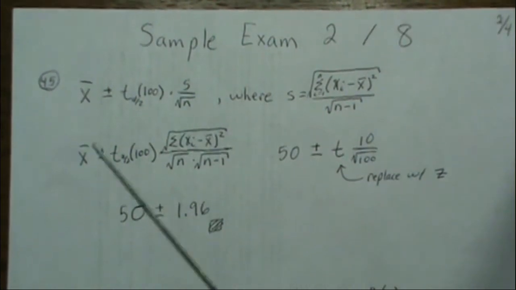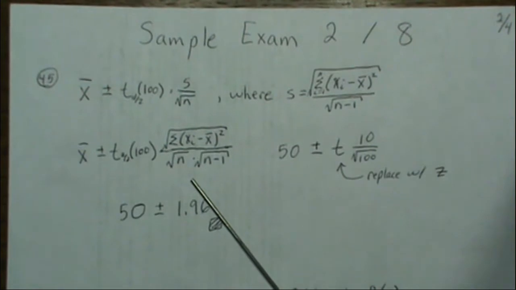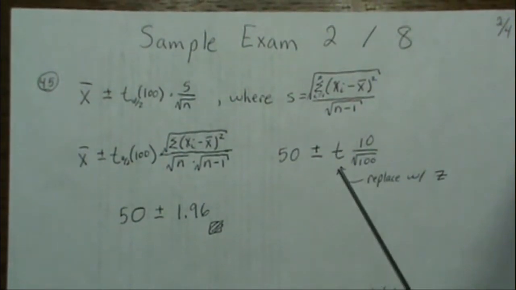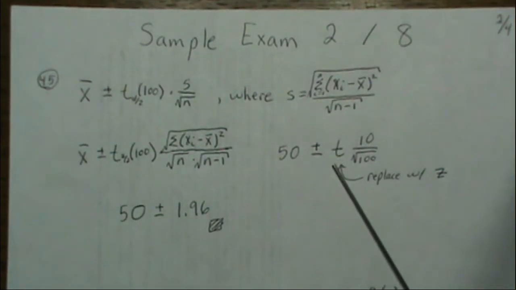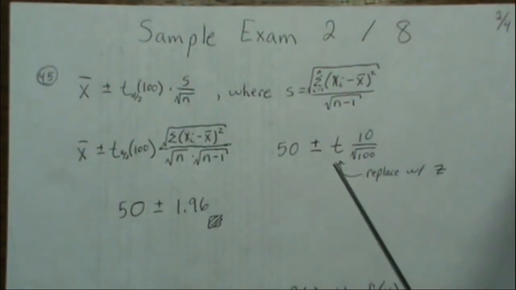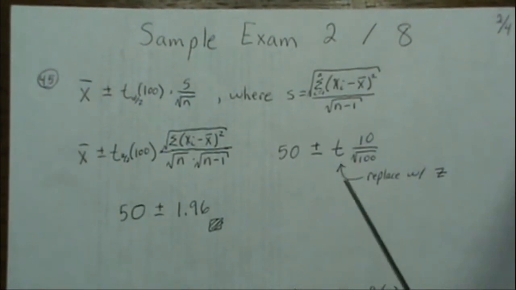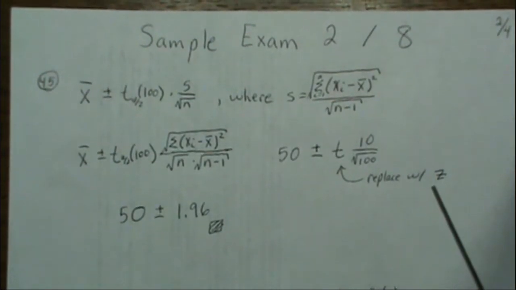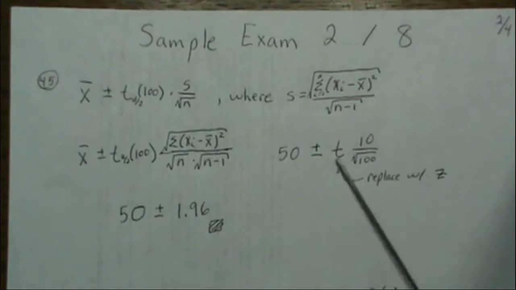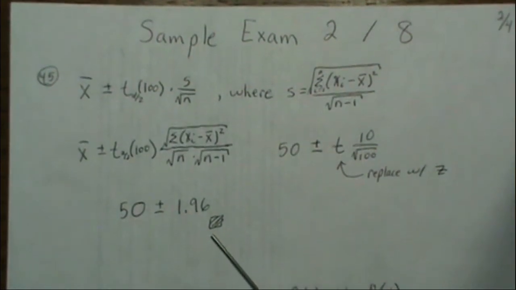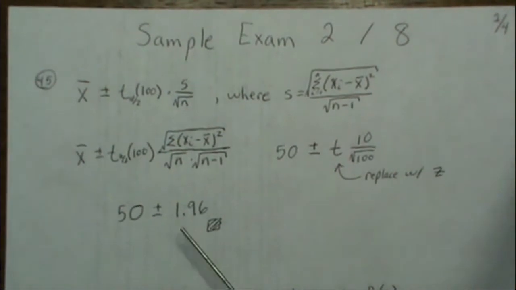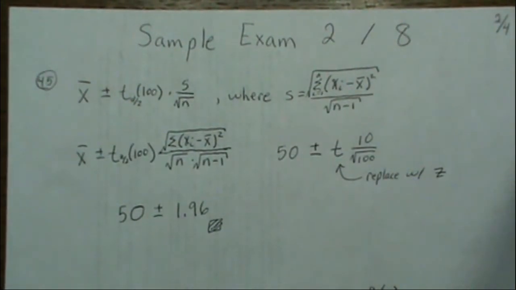is given by this. But for a t with 100 degrees of freedom, my table doesn't go that far. So since it's a large sample, we're going to just substitute it with z and go from there. And so this all drops out and we get 50 plus or minus 1.96, which is the z value for that specific alpha of 0.05.